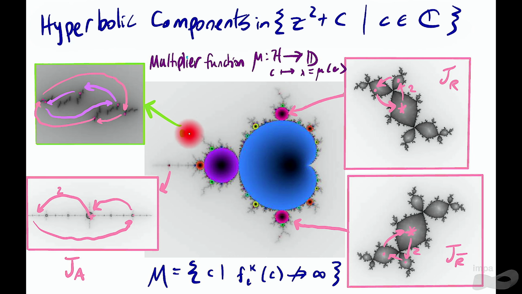Even if we took a point that's outside of the Mandelbrot set, it still has 3 cycles. They're just not attracting 3 cycles. So the derivative along that 3 cycle is just a number that's bigger than 1 in norm. Okay?